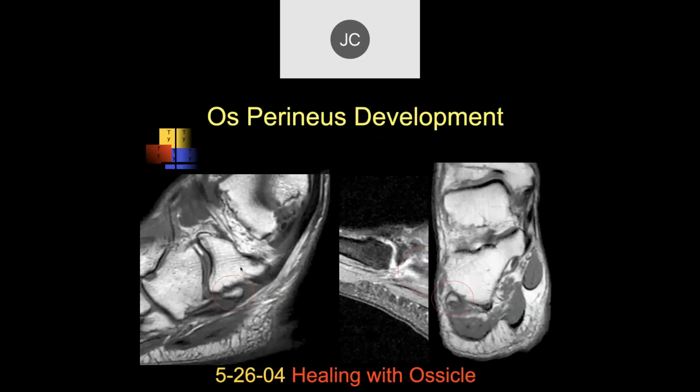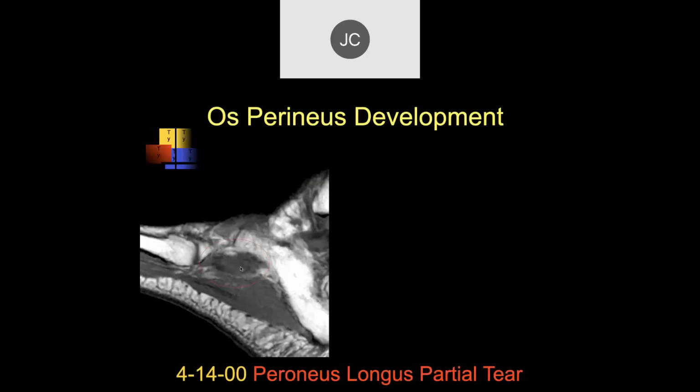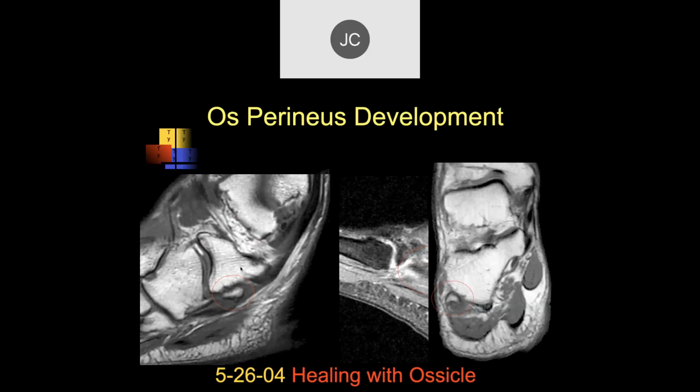And then 4 years later, the tear repaired itself, and now you've got an ossicle in that location. So I think a large number of these, as we've talked about before, are due to prior partial tears that healed. Okay.